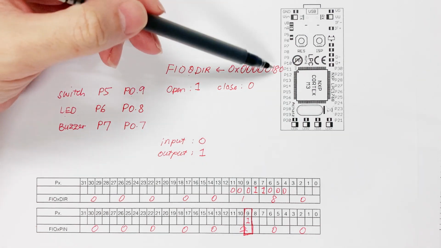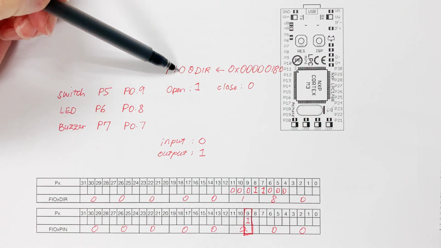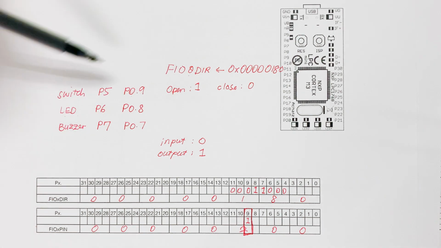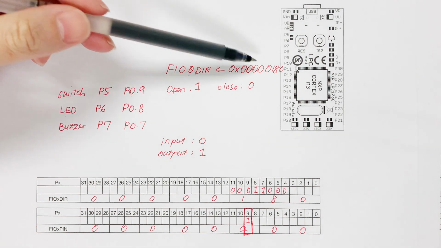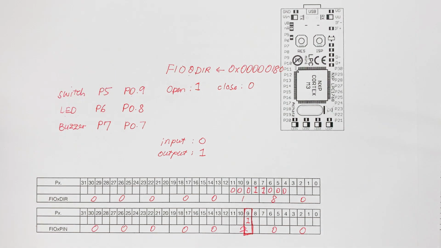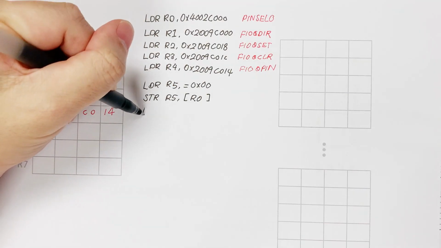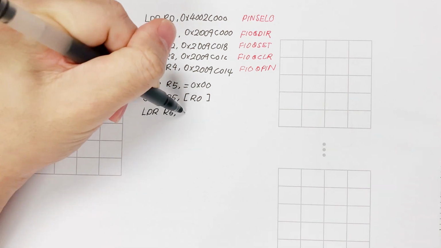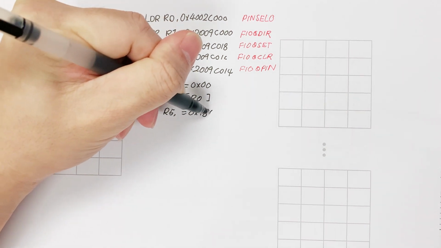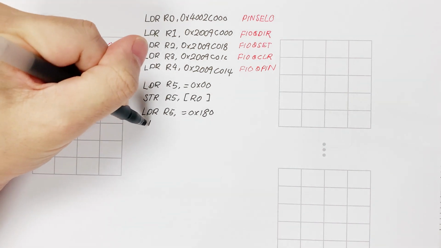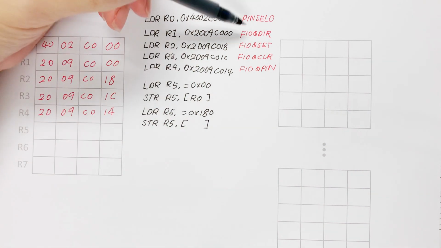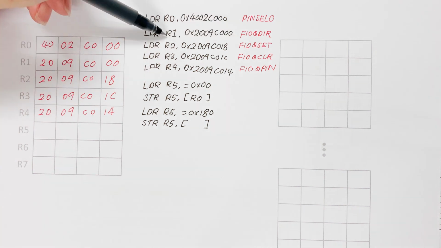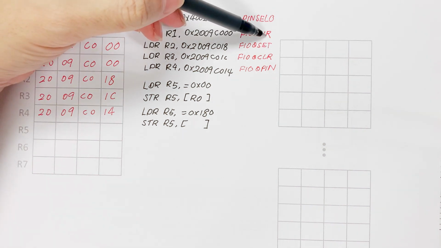After that, we need to put the value 180 into FIO 0 direction to tell our microcontroller which of the pins we need to use as an input, and which of the pins we need to use as an output, and the value is 180 in hexadecimal. So we can repeat the same process. Load into R5 the value 0x180 in hexadecimal, and store the value in R5 into the memory address given by register 1, which represents FIO 0 direction.